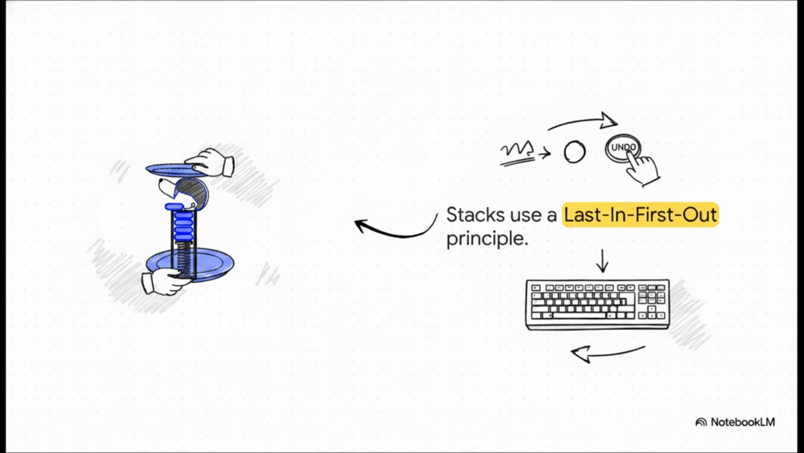First up, a stack. This is perfectly represented by your code editor's undo button. It follows a strictly last in, first out, or LIFO principle. Imagine a physical, spring-loaded stack of plates at a buffet. You can only remove the plate that was most recently placed on top, right? When you hit undo on your keyboard, the software is doing exactly that, reversing the most recent action first, peeling back history one layer at a time.